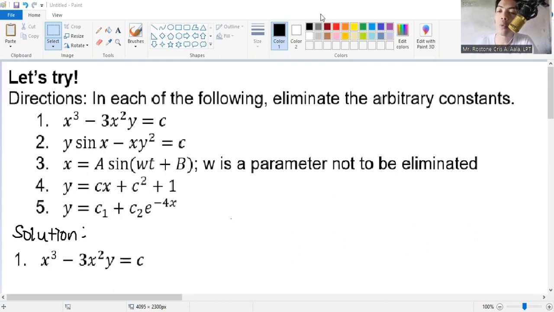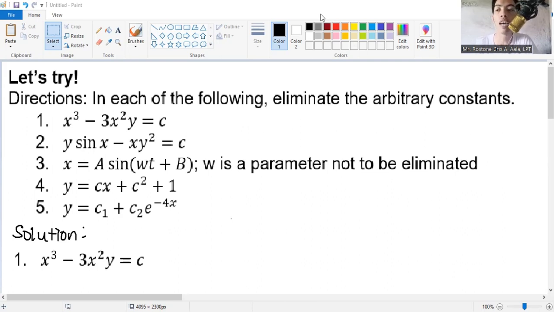And in this video, we are going to talk about differential equations. And our topic for today is called eliminating arbitrary constant. So let's have the following examples. In each of the following, eliminate the arbitrary constant.